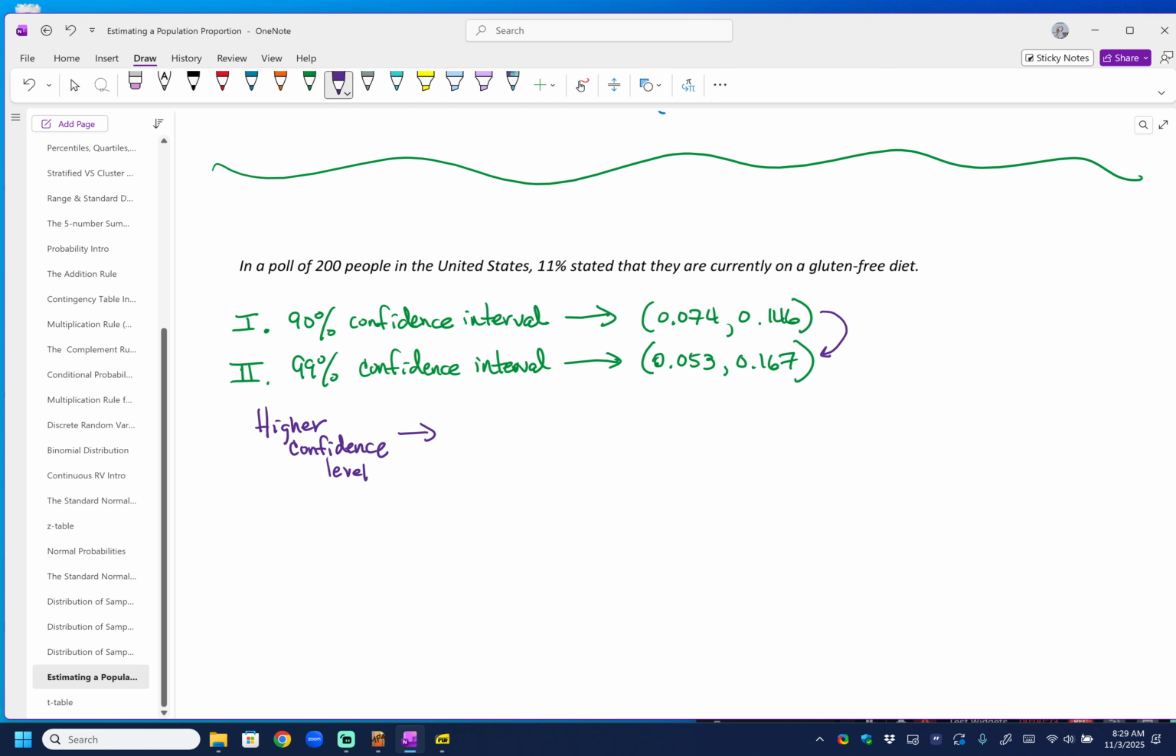Well, clearly you can see that this interval up top here starts at 0.07, whereas the one below it starts at 0.05. It's before it. Whereas this one's high end ends at 0.146, whereas this ends higher. So clearly the bottom interval is longer. So clearly when we increase the confidence level, we increase the length of the interval.